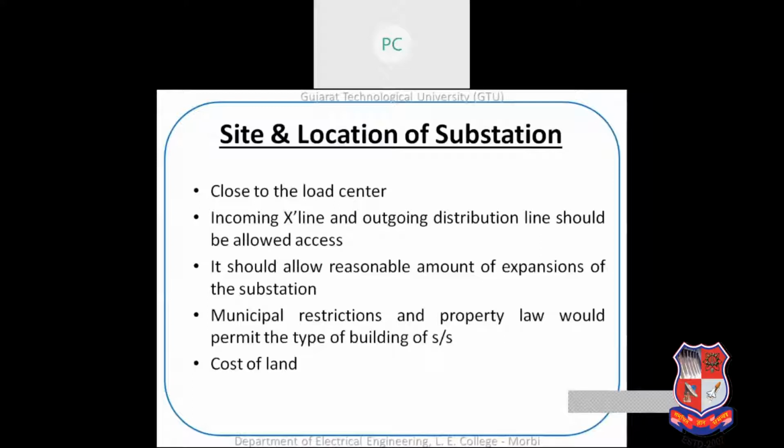Next, municipal restrictions and property law should permit the type of building of the substation. This is very crucial, because it is not that we want to place a substation near the load center, so we will place it exactly at the load or exactly at, let's say, a commercial building. We cannot do that because of many safety concerns. So before placing the substation, it is very important for us to consider all the restrictions and property laws that are there for any municipal corporation. And last but not the least, the cost of the land should be low if possible, right? So these are the requirements that we have for the site and location of the substation.